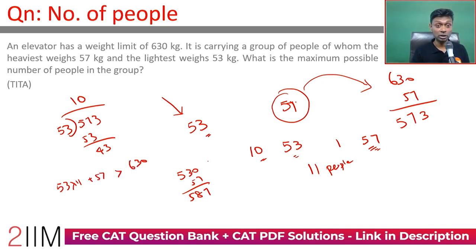So that doesn't work. 11 people with 1 weighing 57 and the rest weighing something less than that, but greater than 51. 53 or greater will work. So 53 into 10, 530 plus 57 takes us to 587. We have another 43 to get. Some combination can take us to 630. But what is the maximum number of people in the group? This is 11. We cannot have 12 people in this group.